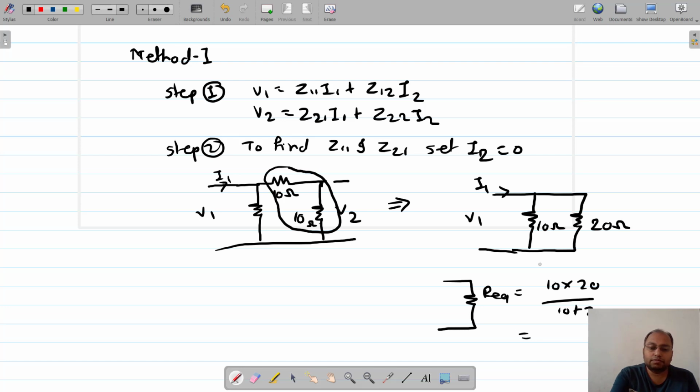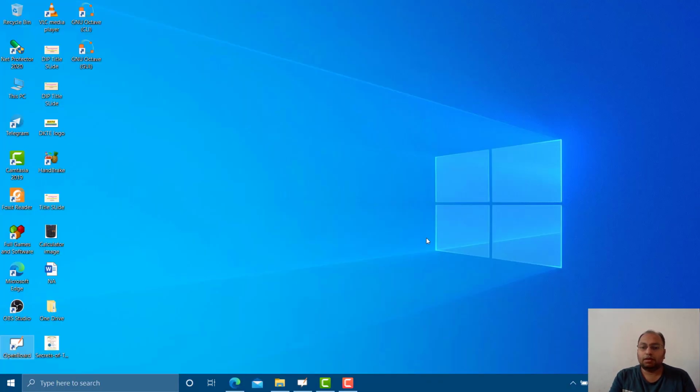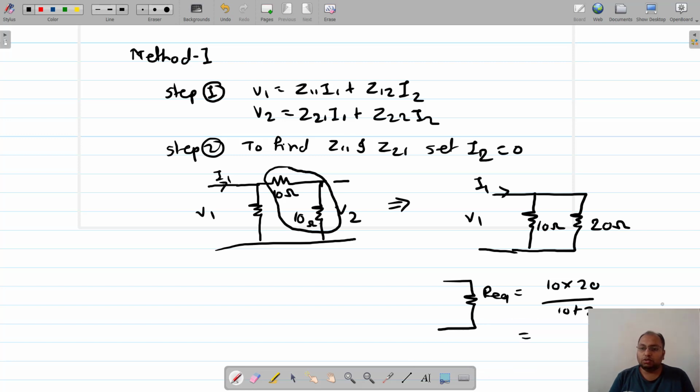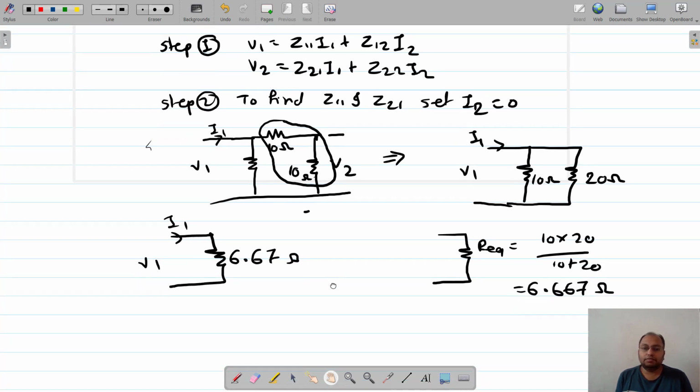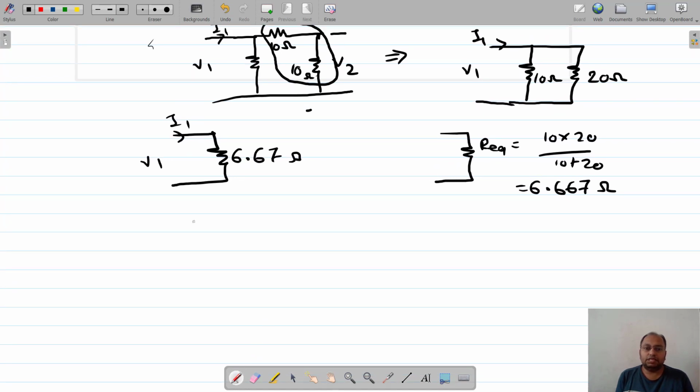Let me calculate this value. This is coming as 6.67 ohm. Are you getting it? So finally this is my final circuit diagram after modification: 6.67 ohms. This is I1, and this is V1. Now let us apply KVL to this circuit. After applying KVL, I'll get V1 equal to 6.67 I1.